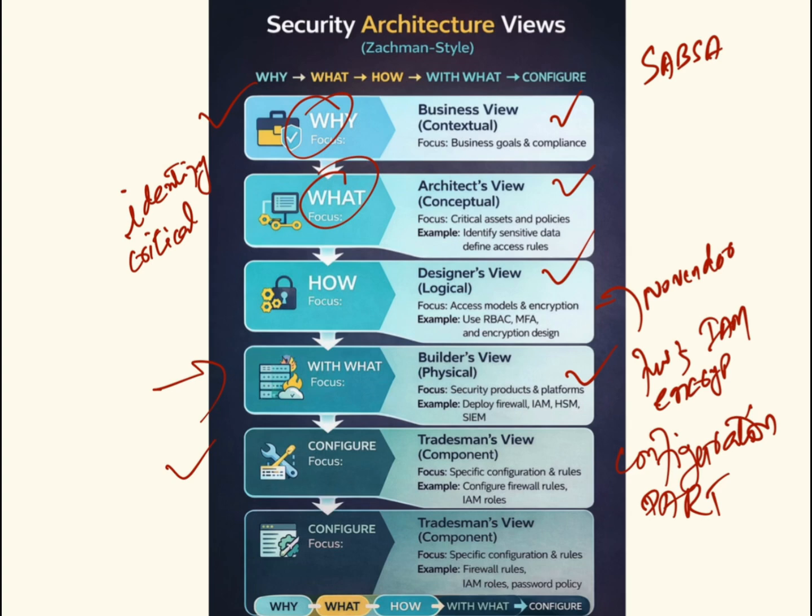If we talk about SABSA's definition, SABSA is a business-driven security architecture framework that translates business risk into security design, implementation, and operation. So in the beginning, I used another term, Zachman style thinking. So now let me tell you what it is exactly.